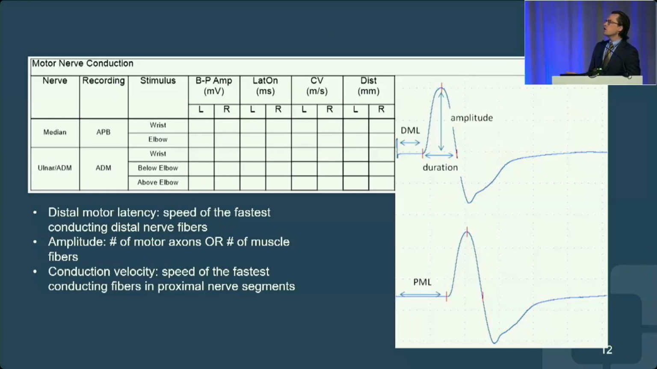So again, just like the sensory nerve action potentials, the amplitude usually reflects either the number of motor axons that are present or also the number of muscle fibers that are present too. So processes that pick off muscle fibers like myopathy can sometimes cause your motor amplitude to drop. The distal motor latency reflects the speed of the fastest conducting fibers, as does the conduction velocity.